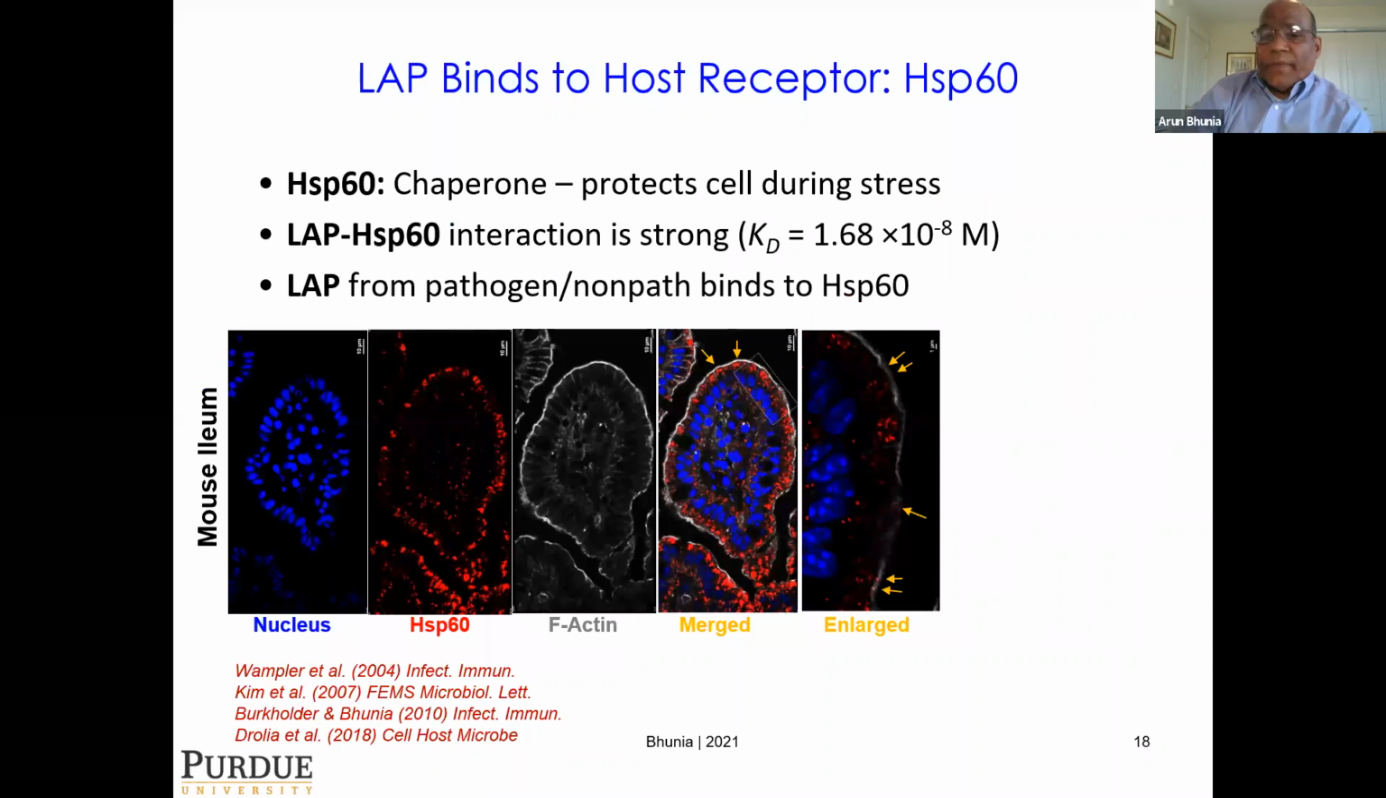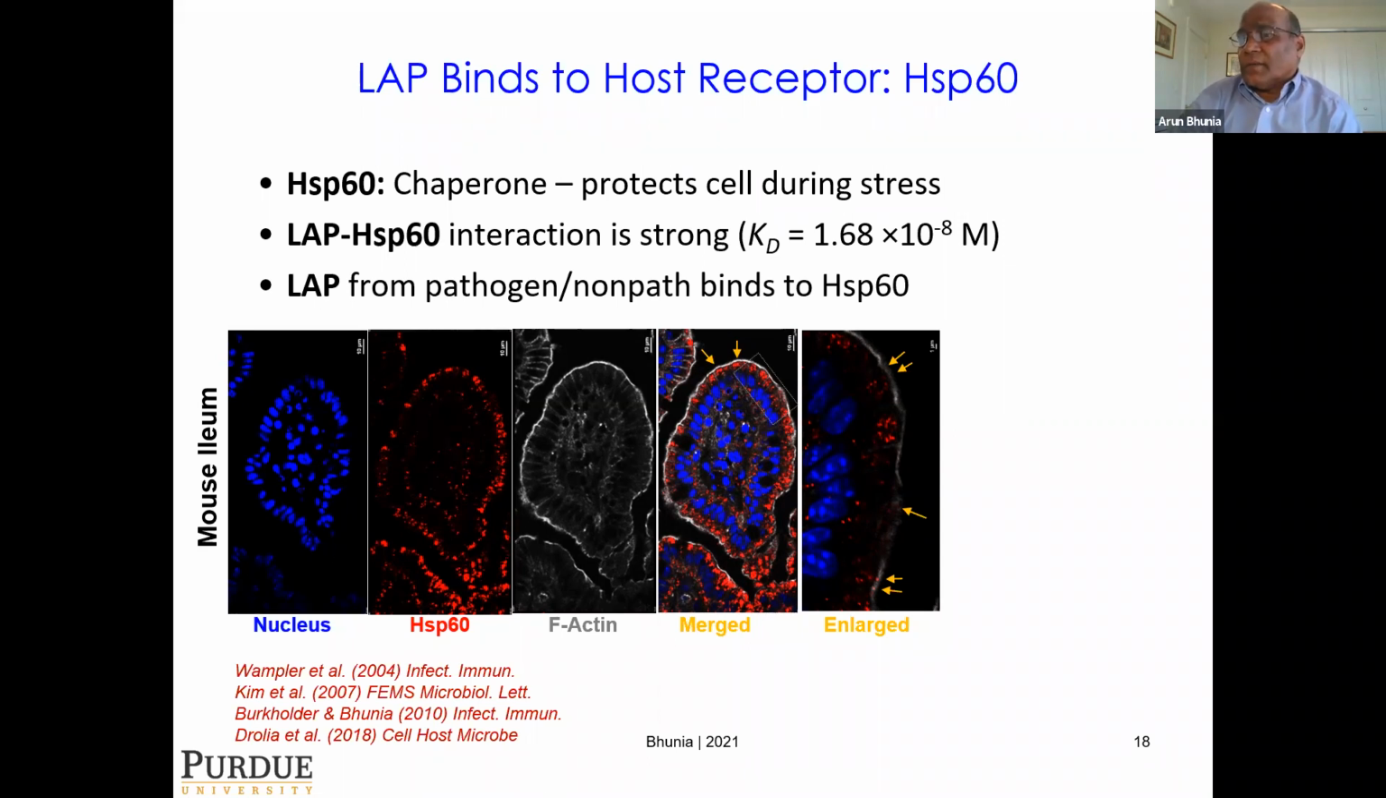One of the receptors for this protein is heat shock protein 60. And people ask this question: it's a chaperone protein, it protects cells during stress, and it removes misfolded proteins from the cells. Naturally, this is present in the cytoplasm, right? So how does this protein end up on the surface? We still don't know the reason for this protein to be on the surface.